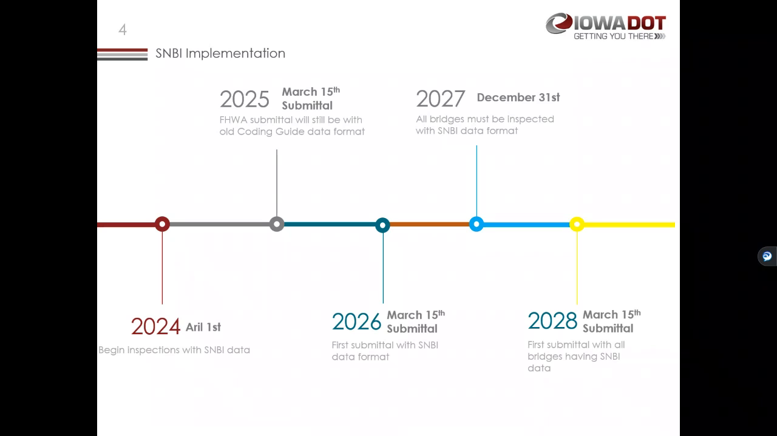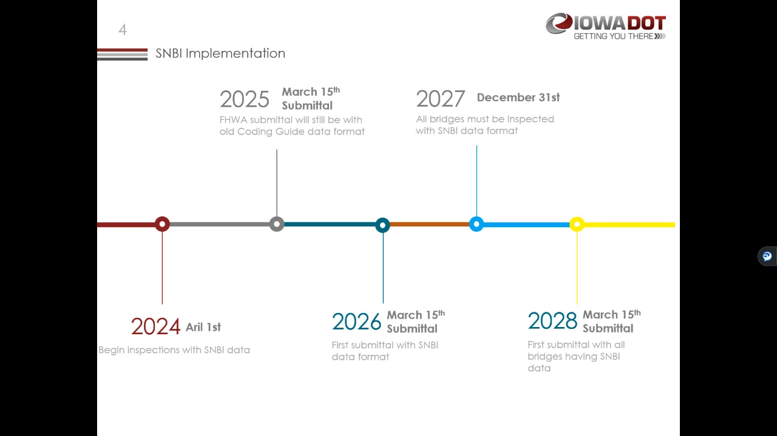2026 is really the year that we absolutely have to start inspecting with SNBI. In 2026, the March submittal will be SNBI data. That doesn't mean every bridge has to have SNBI data from an inspection at that point. We are going to translate all of our old data that we submitted this year into the SNBI. So those 74 items that are similar get translated over into the SNBI format. And then in 26, we submit the data.